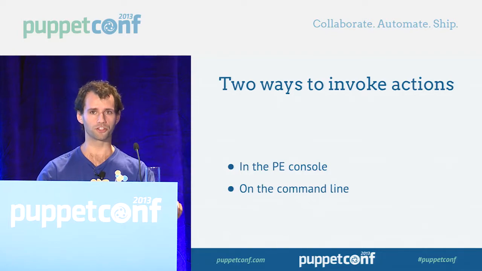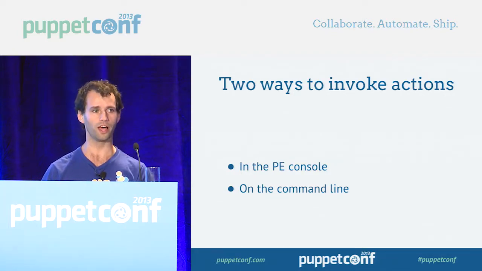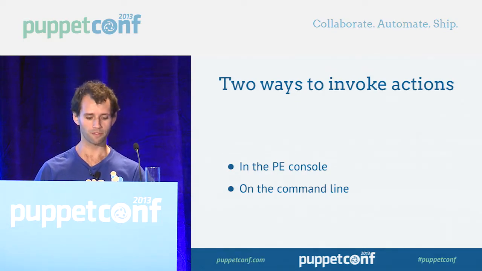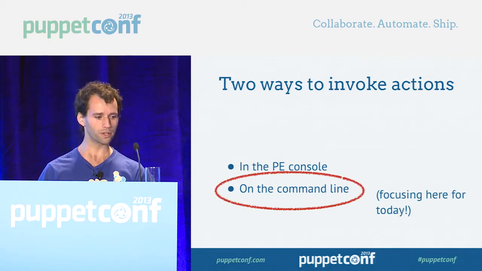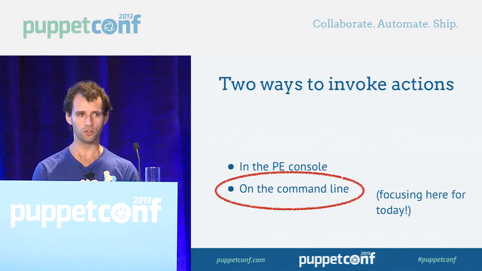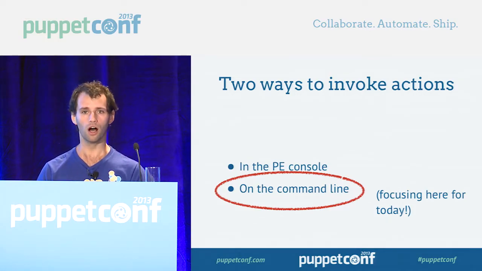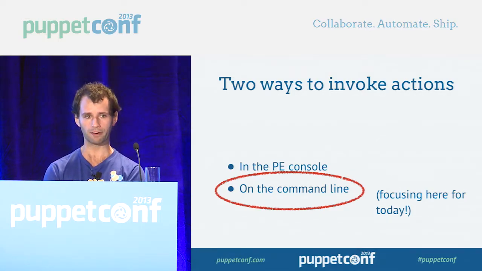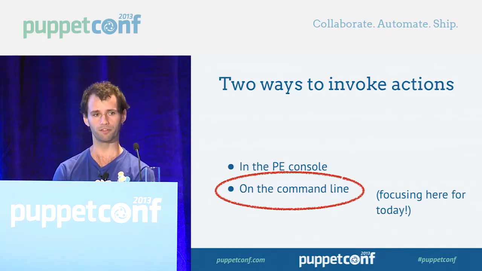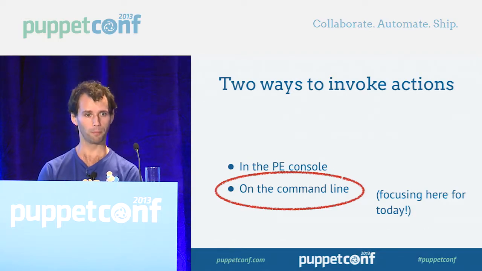There's two ways to invoke actions in PE with the orchestration engine. One of them is in the PE console on the live management page, and one of them is on the command line. We're going to focus on the command line today because that's where a lot of the newest features in the orchestration engine in PE3 are available. Right now, PE3 was a major platform upgrade, and we made available a lot of new features on the command line first, and they're going to start filtering into the GUI applications over time.